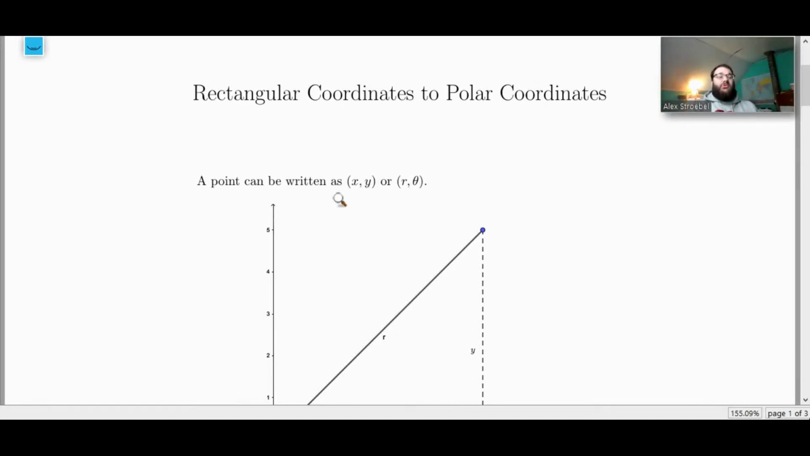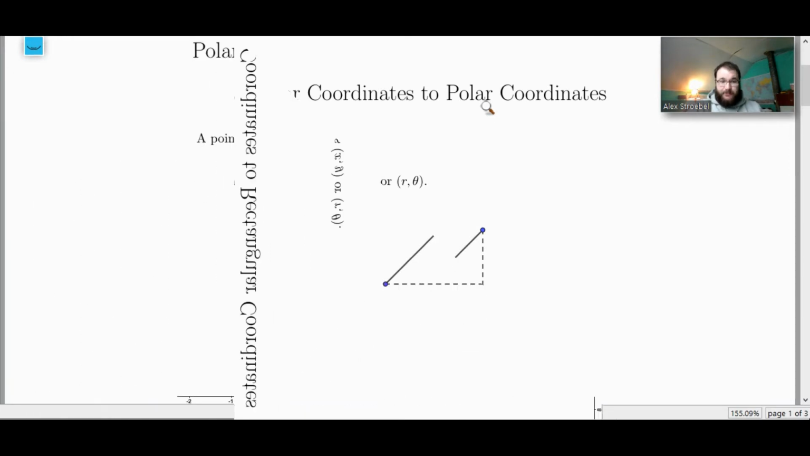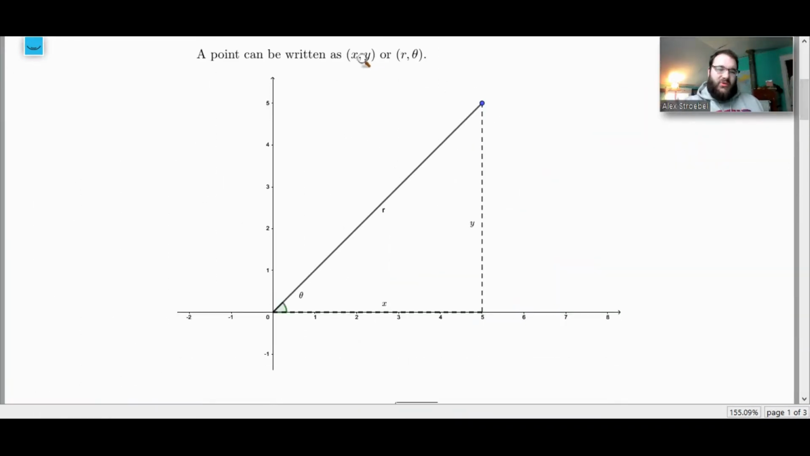This video is going to be on how to transform rectangular coordinates into polar coordinates. Recall that a point can be written in Cartesian or rectangular coordinates as x and y, a horizontal component and a vertical component, or in polar coordinates as r and theta, a direction component and a distance component.